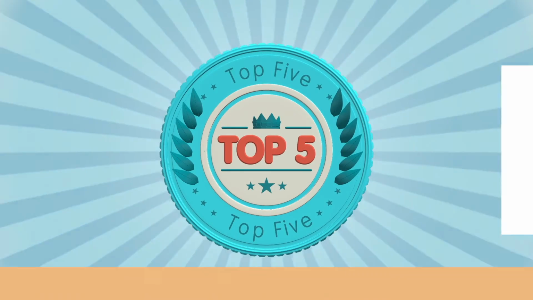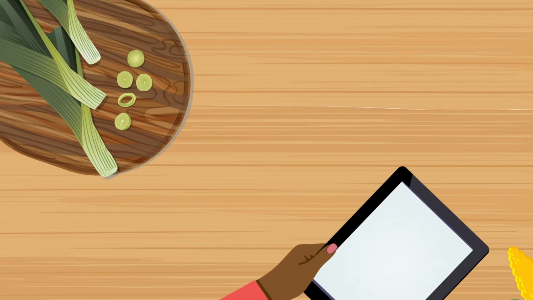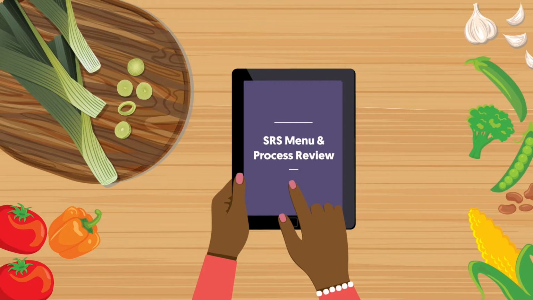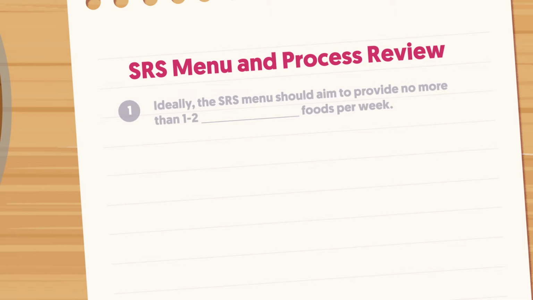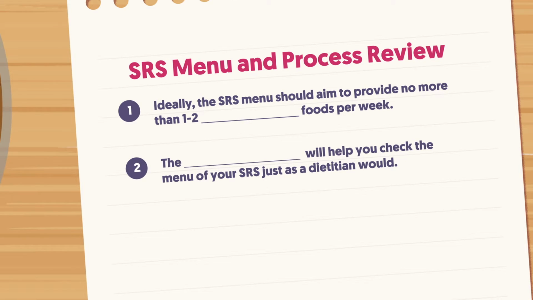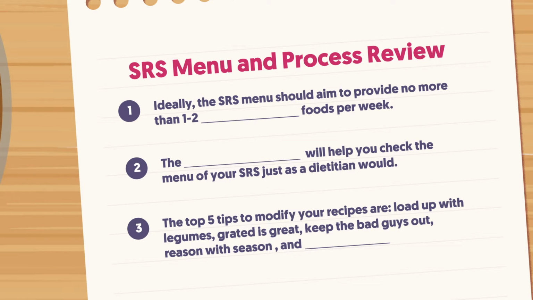We have almost arrived at the end of our video on menu and process review. Before we finish, let's see how well you've remembered the key topics we've presented. On the screen, you will see a few sentences where words are missing. Try to guess what those words are and then check if you were right. Good luck.